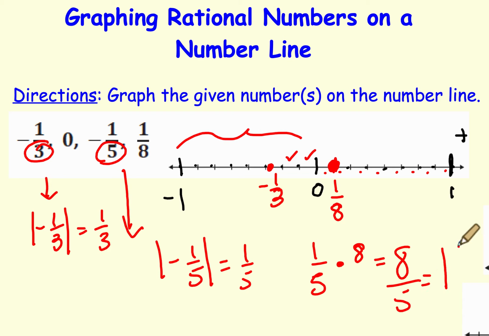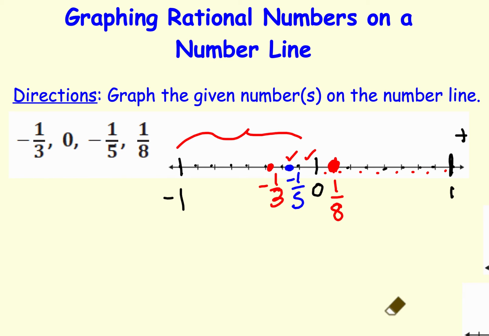which is 1 and 3/5. So 3/5 is a little bit over a half. So again, I would go 1 segment in the negative direction, and then just a little bit over the halfway mark. And there's where I would put negative 1/5.